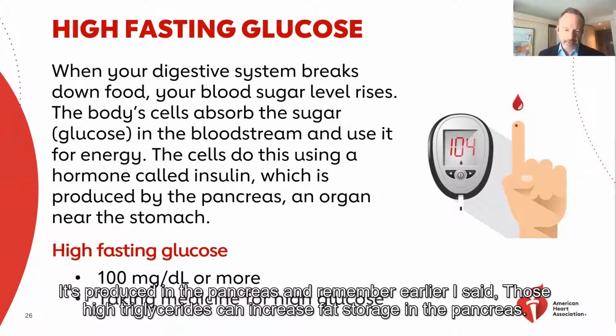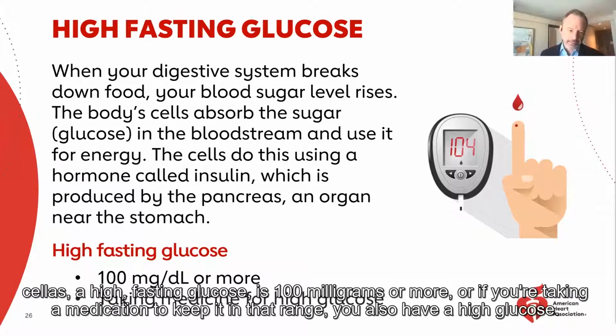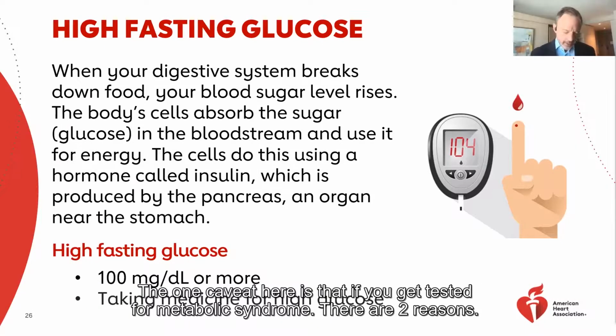And remember earlier I said those high triglycerides can increase fat storage in the pancreas. That may be one of the reasons that we start to see insulin resistance and in severe diabetes, a decrease in the capability of the pancreas to even produce insulin out of the beta cells. A high fasting glucose is 100 milligrams or more, or if you're taking a medication to keep it in that range, you also have a high glucose.